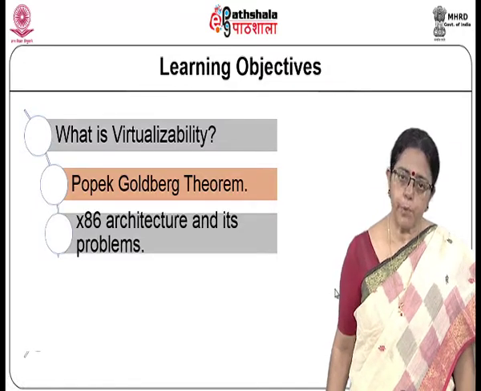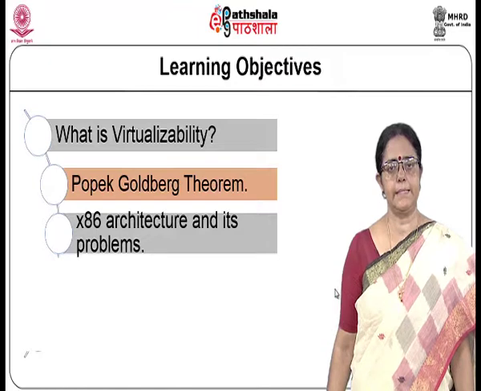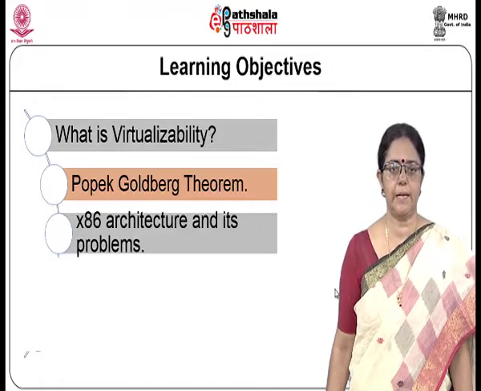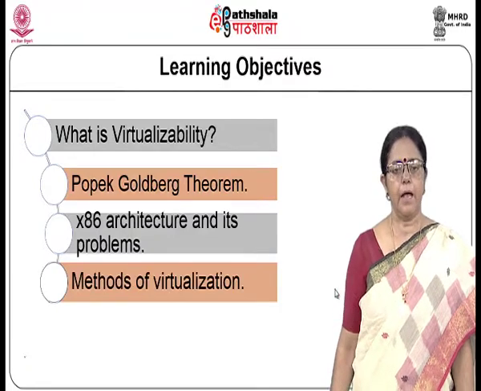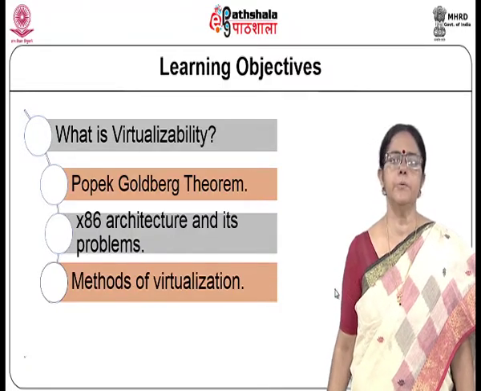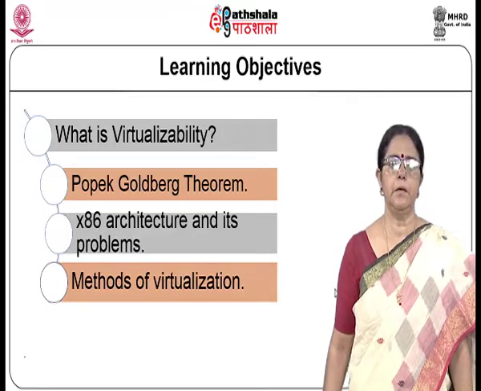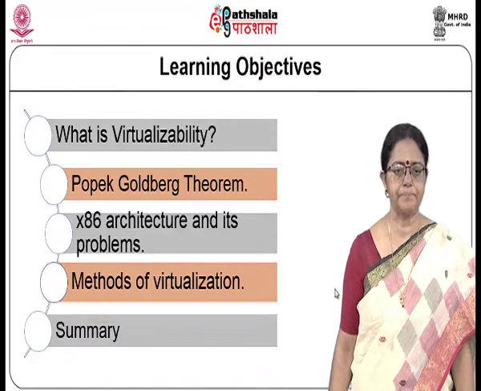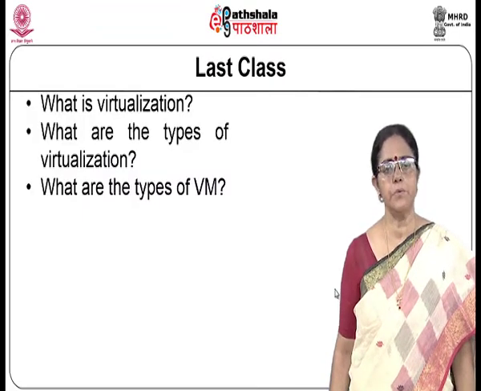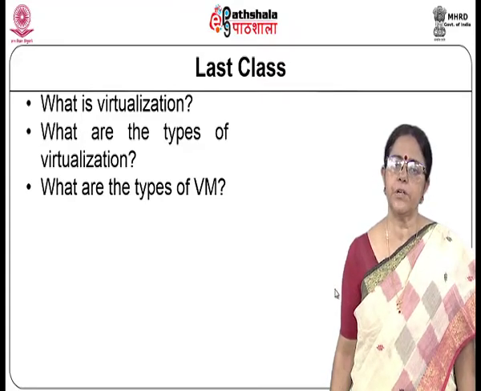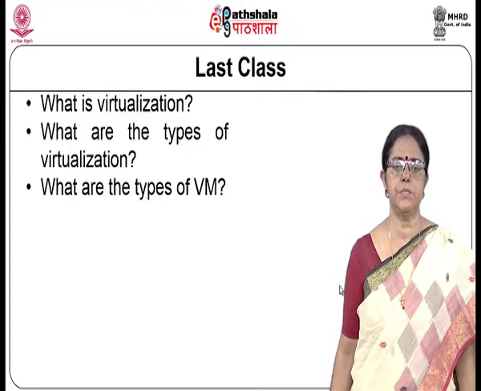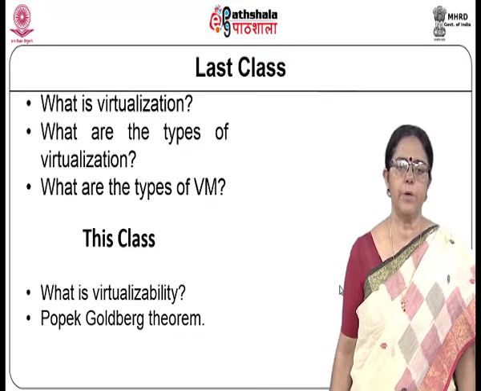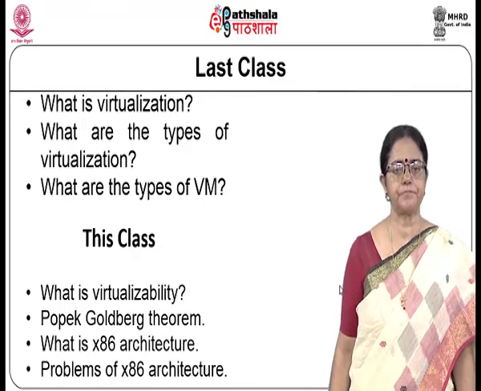We will look at a very popular ISA, the x86 architecture, and we will see why the question of virtualizability is arising, and we will also see how to work around such problems and look at the possible methods of virtualization, followed by a summary. So, in the last class we looked at virtualization, the types of virtualizations and the types of virtual machines, and this class we will look at these objectives.